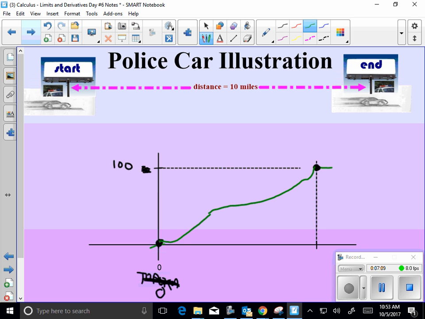Okay, so what is the mean value theorem? Well, I traveled 100 miles in, let's just say, 80 minutes. Let's say I traveled 100 miles in 80 minutes. The mean value theorem says this. It says don't be stupid.